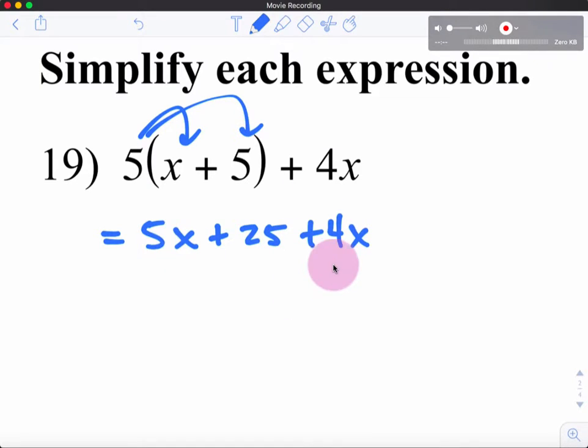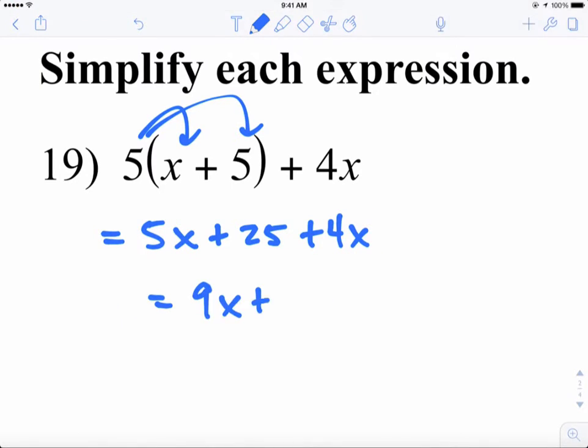I think 5x plus 4x is equal to 9x. Right? I've got 5 x's here. I've got 4 more there. I think I've got 9 in total. 9x plus 25. You're welcome to write that as 25 plus 9x. I'm okay with both. Phenomenal.